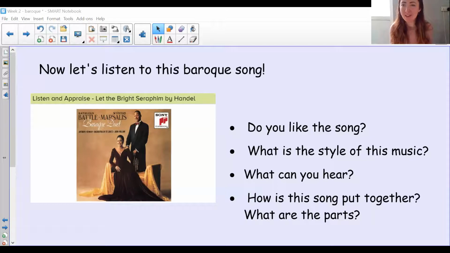So what can you hear then? What helps us to know that it's Baroque music? Did you hear that instrument that we were just talking about? Can you remember what it's called? So pause here to have a think about all those different things you could hear.